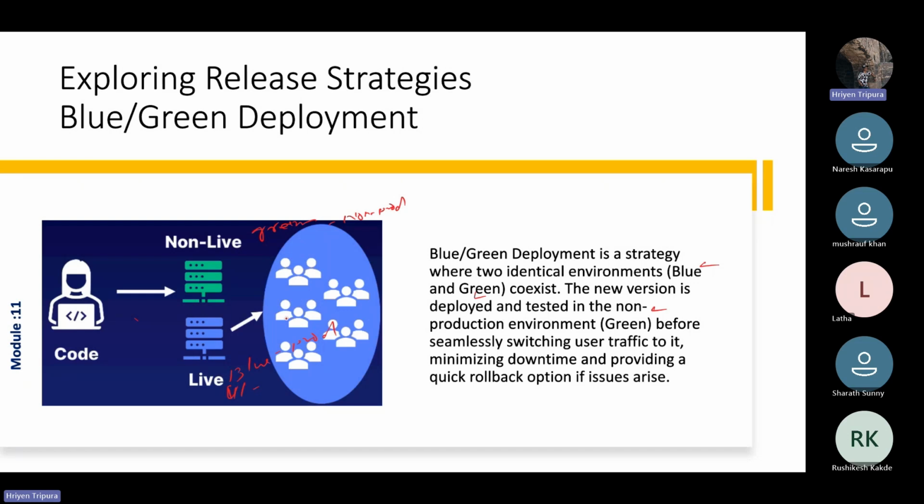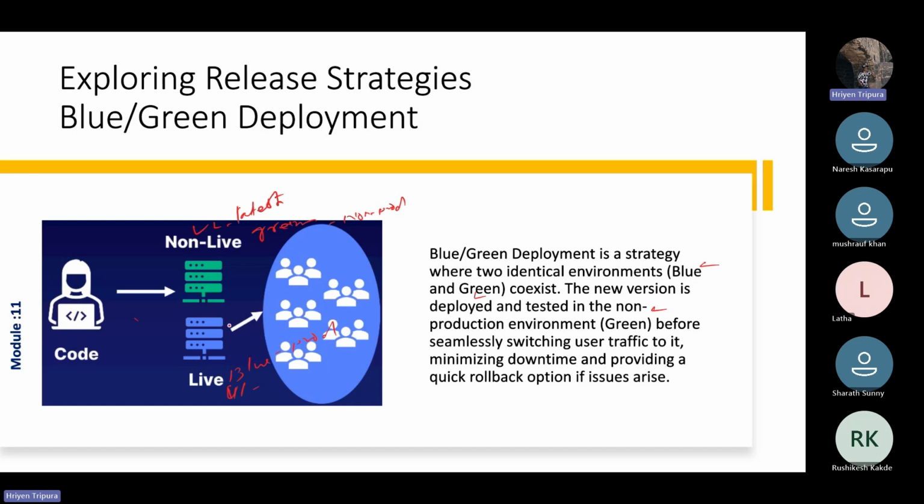Now we have another one, that is green. As I told you, green is nothing but non-production. That means, let's say this is a staging environment. Before that, they will test it here. The new version means this is version 1, this is version 2, the latest. B2 is the latest version, and this is the old one. This one is working fine, this is the production running application.